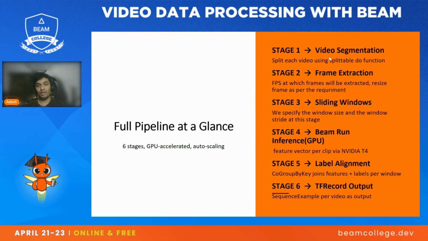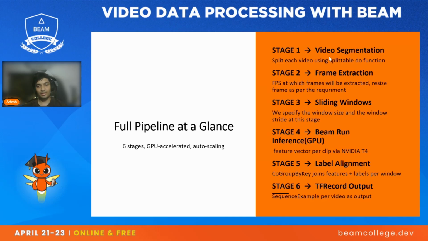Moving ahead, stage three, sliding windows. We'll look at how we are using sliding windows to create clips, and how we are using sliding windows to add the temporal complexity into our pipeline, into our data processing stage. Next is stage four, Beam RunInference. We'll see at this stage how we are using the RunInference transform and the ModelHandler to turn raw videos into highly meaningful feature vectors, which will help us in training models.